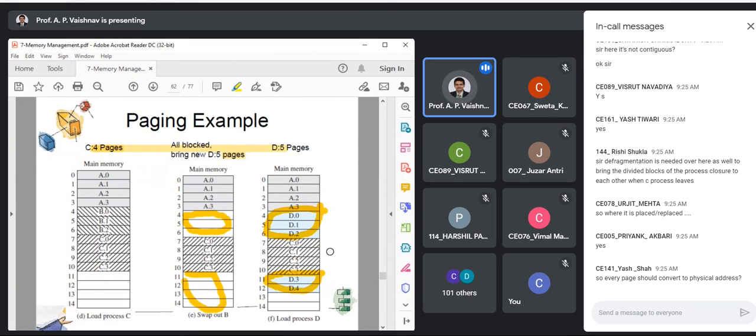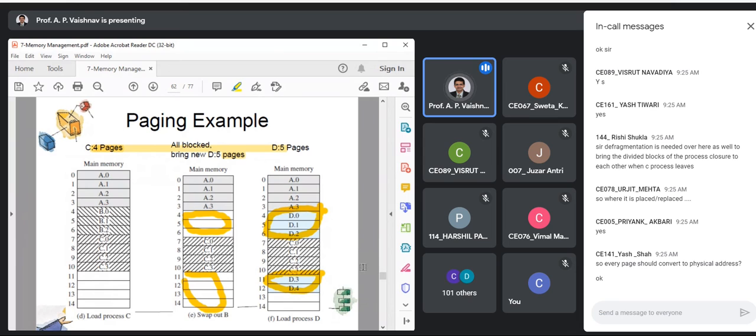Every page should convert to physical address. Basically, whenever you encounter an instruction that has a logical address, you have to convert it to a physical address. Suppose you have a jump instruction, or jump if carry, jump if not carry kind of instruction. In that case, you have to do mapping. Otherwise, it is not required.